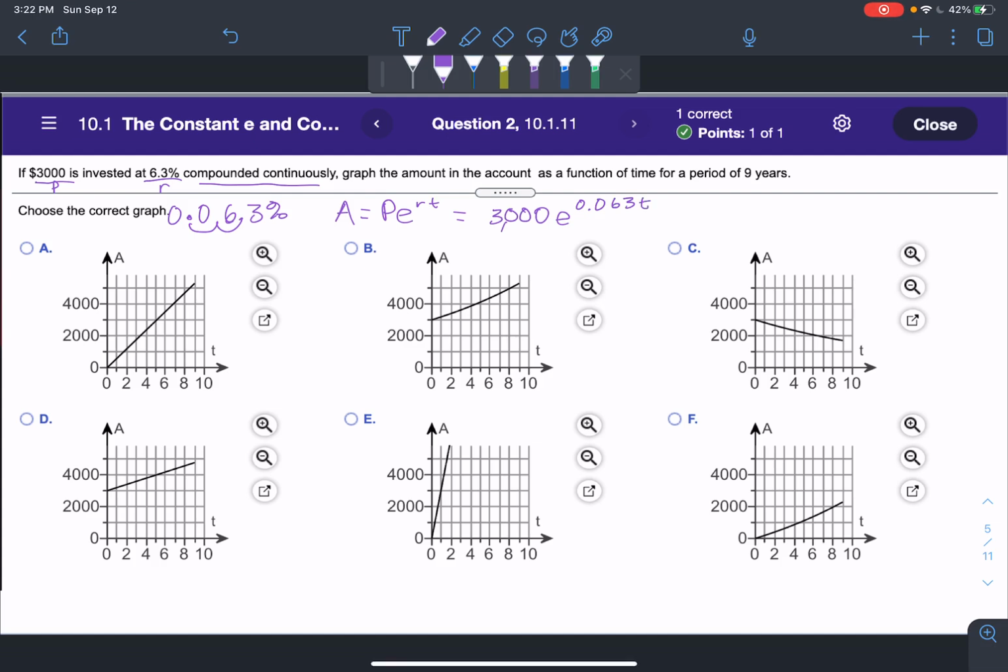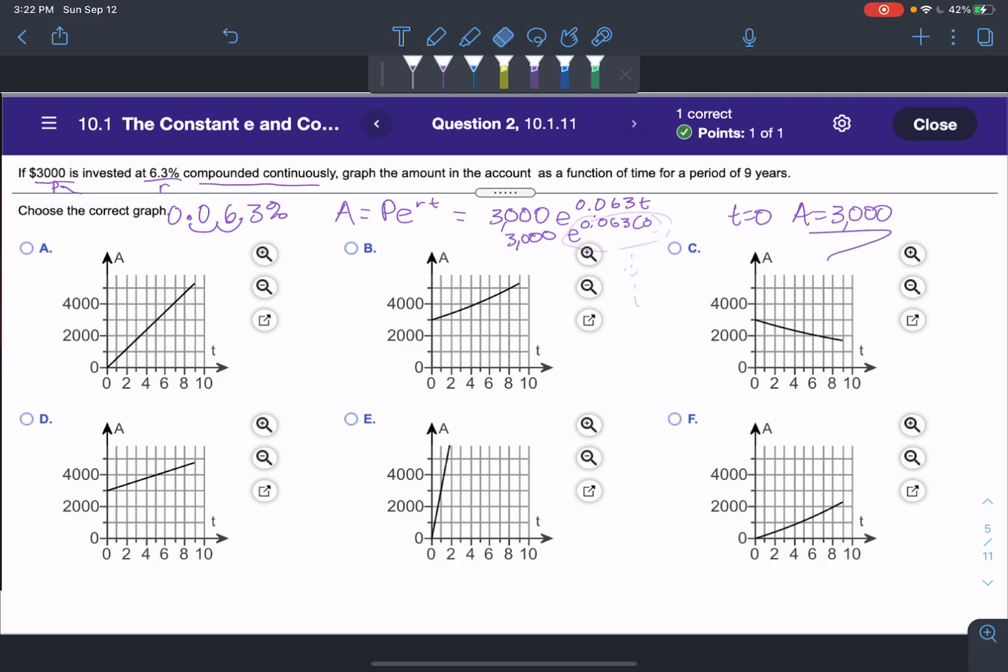So A is a function of t, which is suggested by its graph. So which one is it? The P, our principal, is the amount of money that we put in at time 0. So at time 0, t equals 0, my amount should be 3,000. We can verify this because if we plug in 0 for t, we get 3,000 e to the 0.063 times 0. Anything to the 0th power goes to 1, and so we get 3,000 times 1.